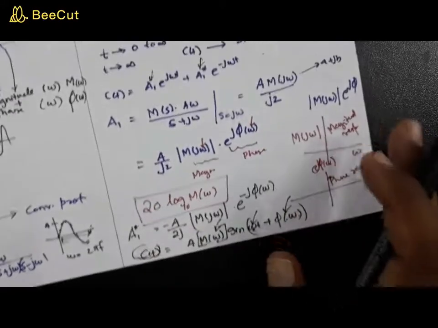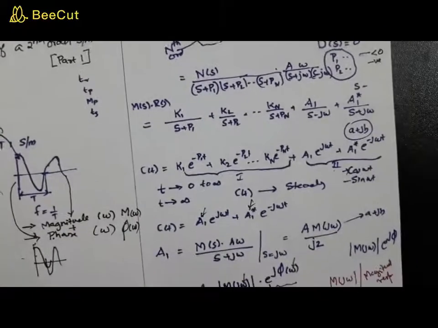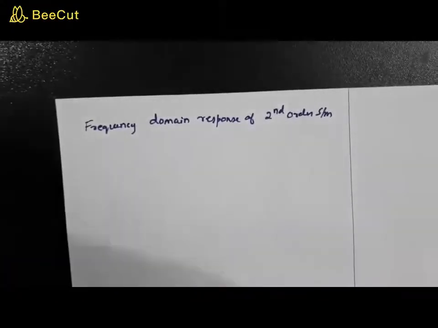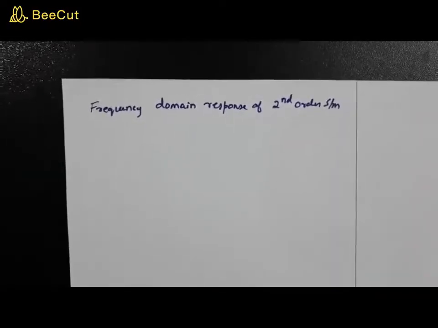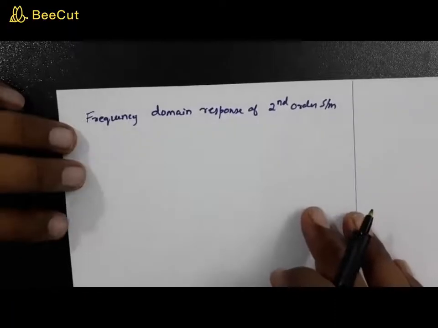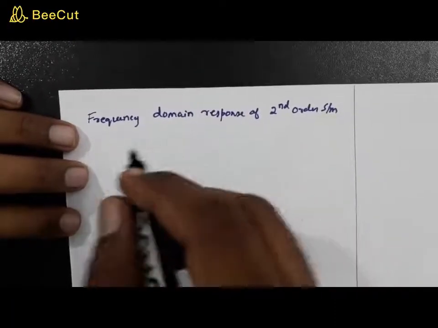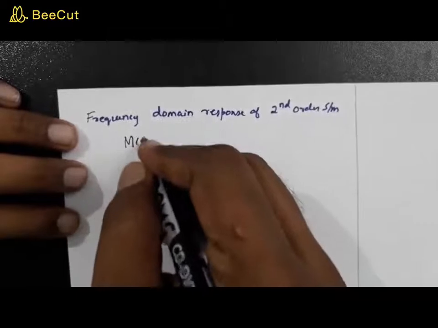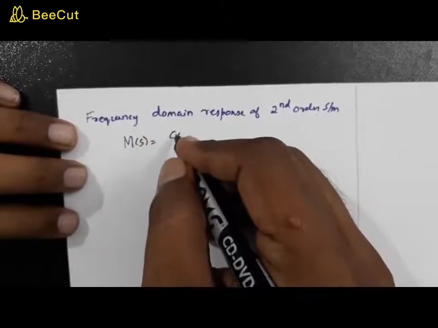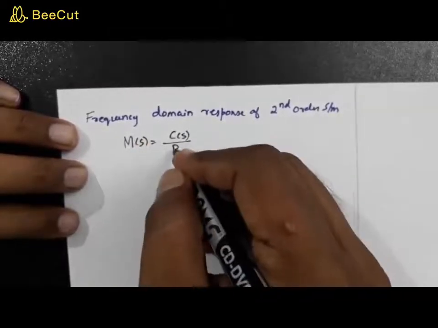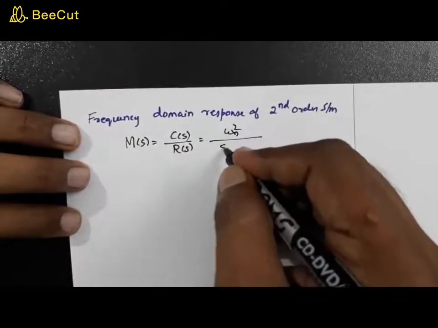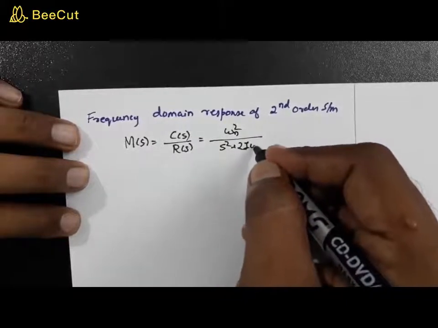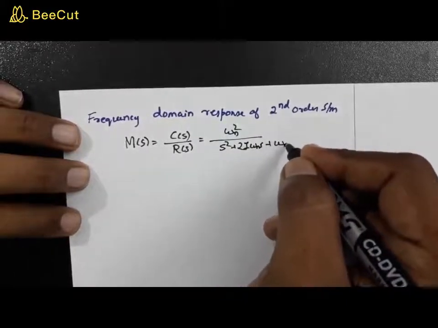Now the next is the frequency response of a second order system. So far we have just found out the response of a general system. Now we are considering a second order system. So your M of s, the transfer function C of s by R of s, is equal to omega n square by s square plus 2 zeta omega n s plus omega n square.